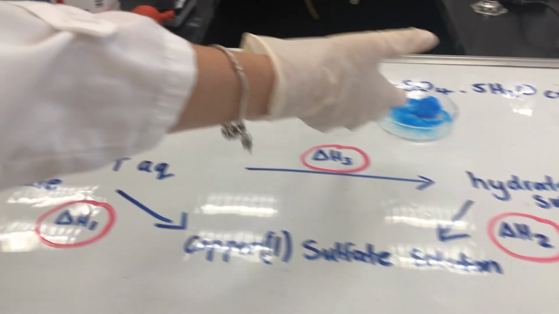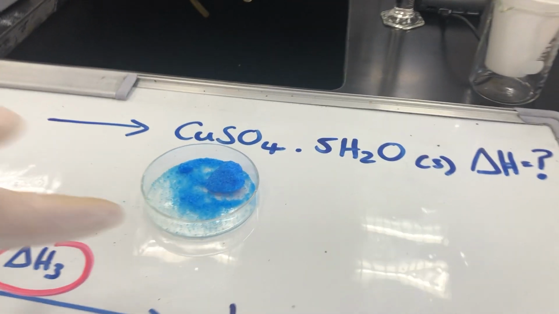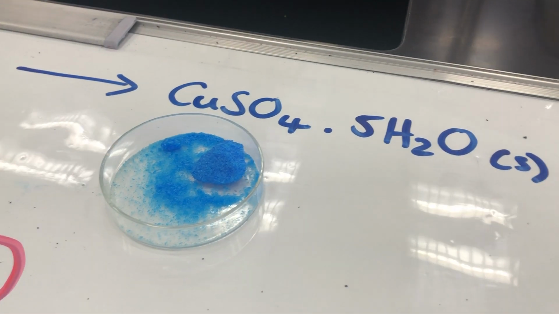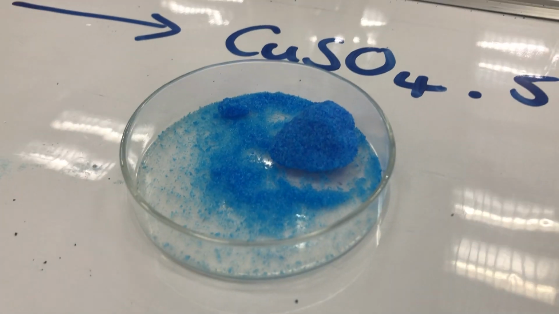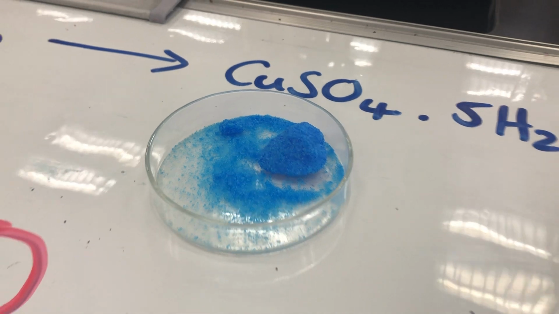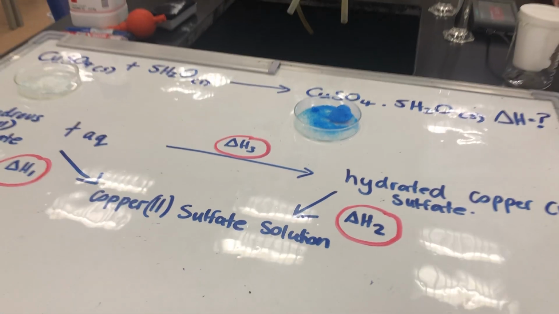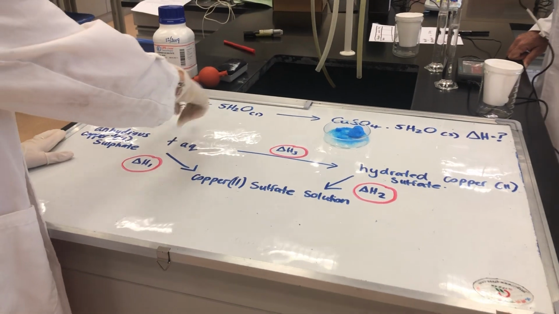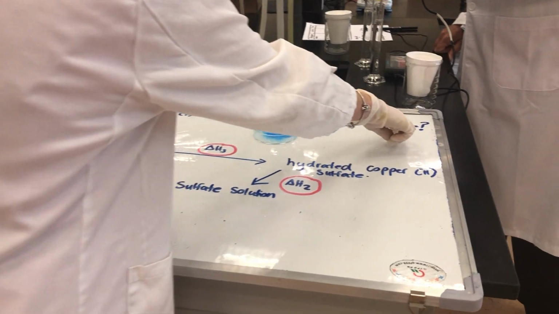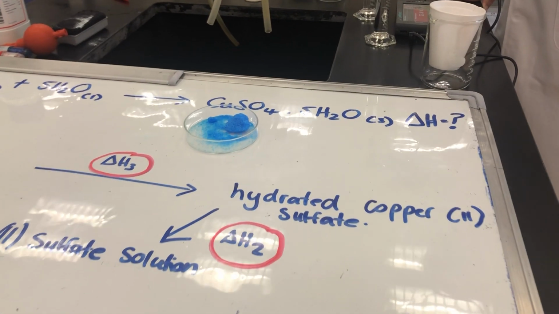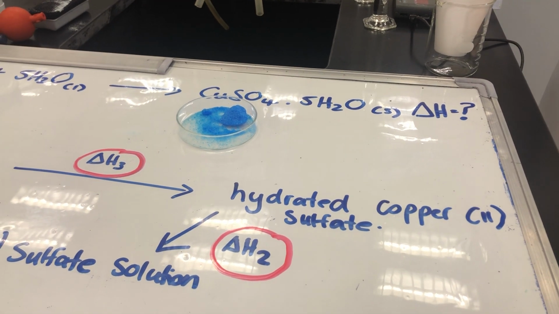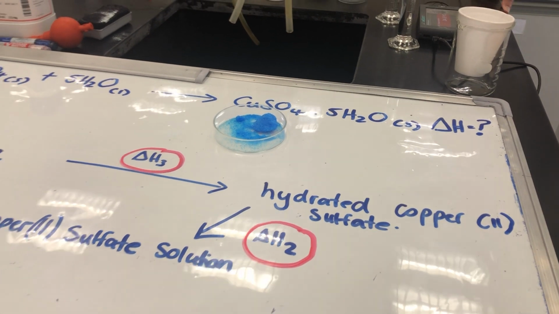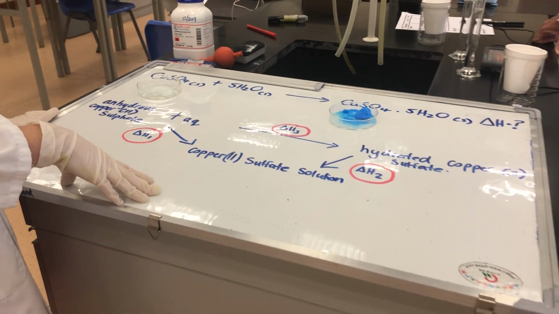And then I have the copper sulphate pentahydrate, which you can see is a darker blue colour because that water has actually joined to be part of that compound. Now the purpose of today's experiment is we're going to calculate the delta H for this reaction. The problem with some of our chemical reactions in chemistry is that we can't often directly solve for delta H.